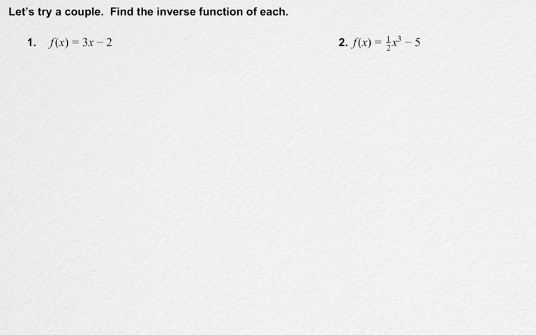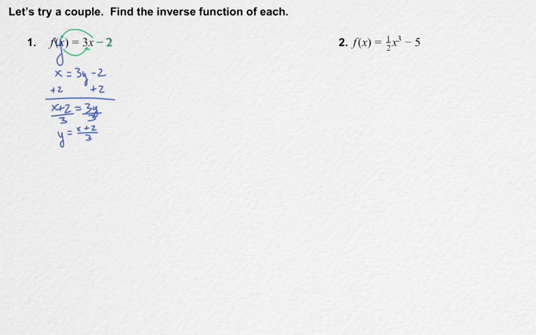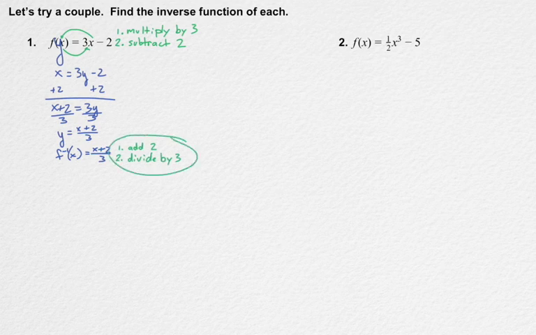So let's try a couple examples. For number 1, I'll switch f(x) to say y, and then I'm going to switch x and y, and then solve for y. That means I'll have to add 2 to both sides, and then divide both sides by 3. If you think of what the original function does, it takes some input x, multiplies it by 3, and then subtracts 2. And if you look at the inverse, f inverse of x, it takes some input, adds 2 to it, and then divides by 3. So you can see how f inverse of x is undoing everything that f(x) does.